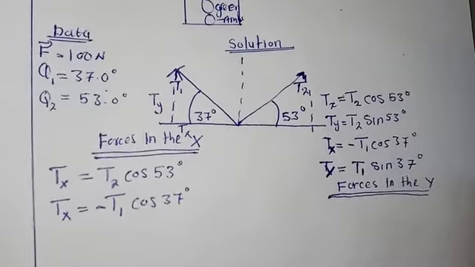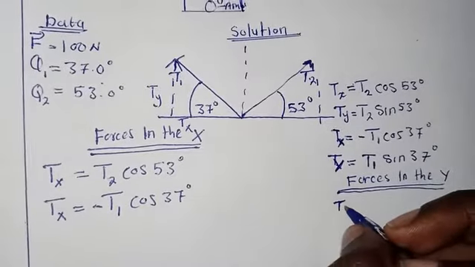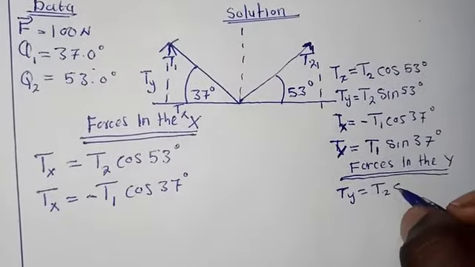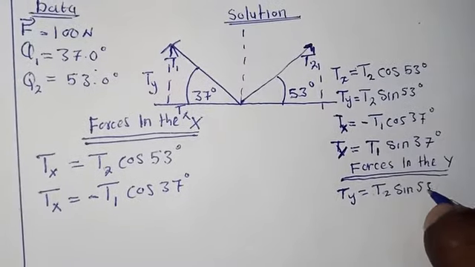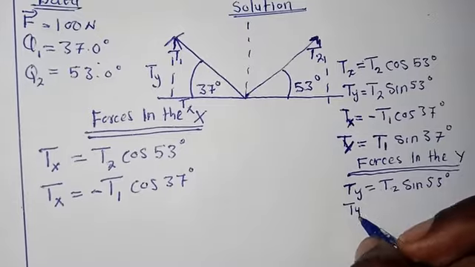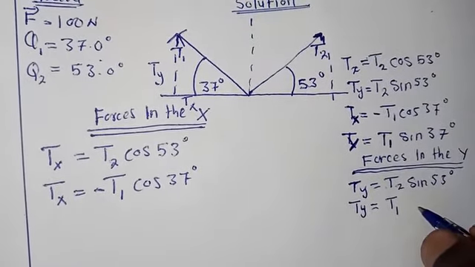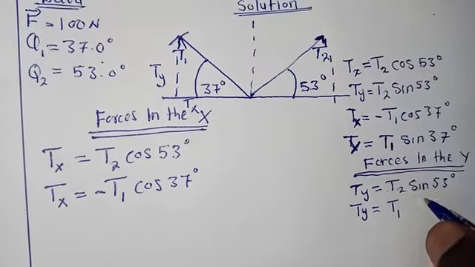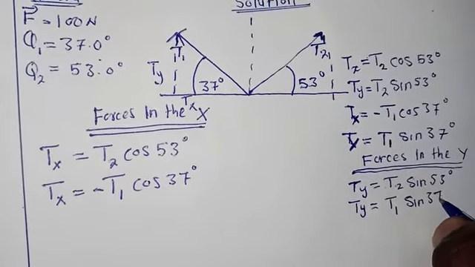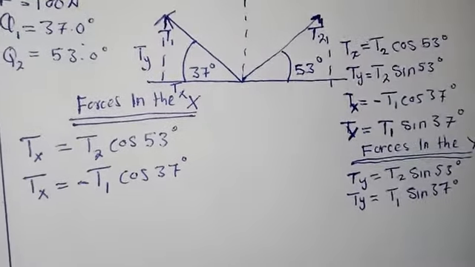Now the forces in the y are Ty equal to T2 sine 53 degrees. Then we're going to have Ty equal to T1 sine 37 degrees. Now when we reach here, what do we do?